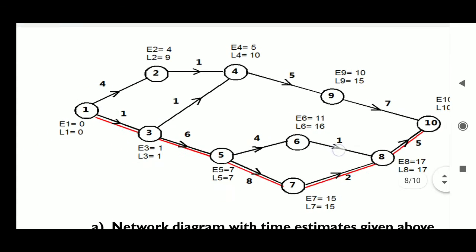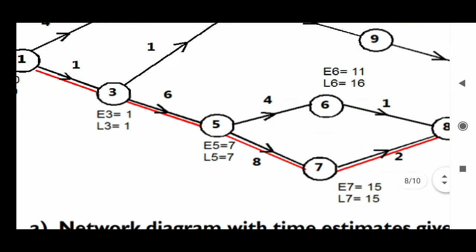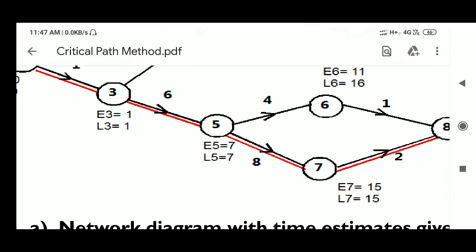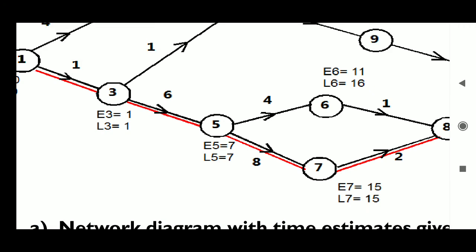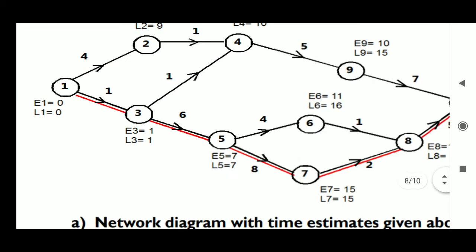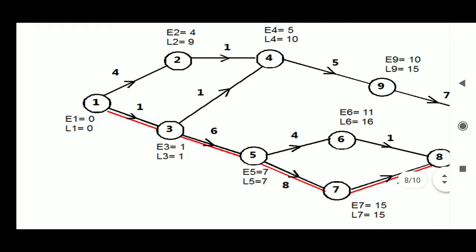Now come to the point 5. Here L7 is 15, 15 minus 8 equals 7. Here 16 minus 4 equals 12, and the minimum is 7. While coming to the backward pass method, the minimum timing should be noted, hence L5 equals 7. Now come to the point 3, that is 7 minus 6, that is equal to 1.